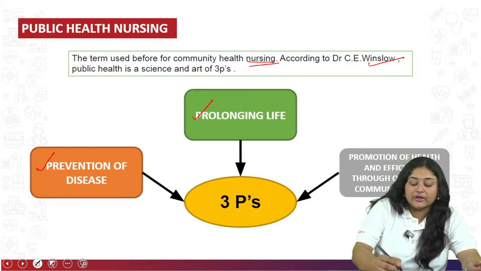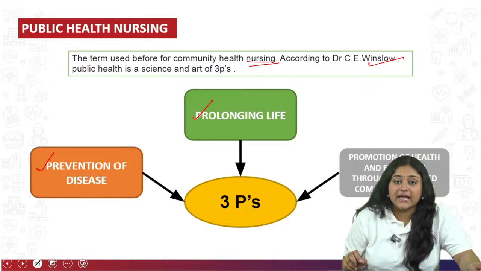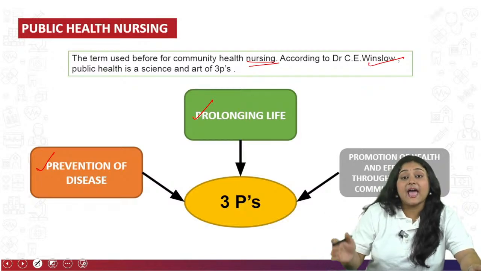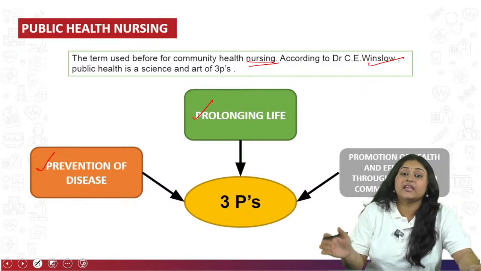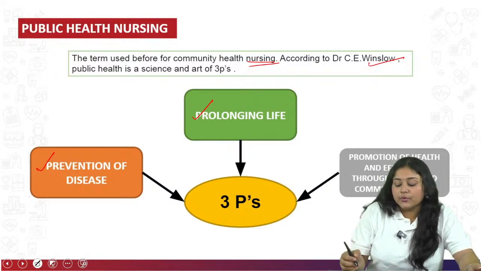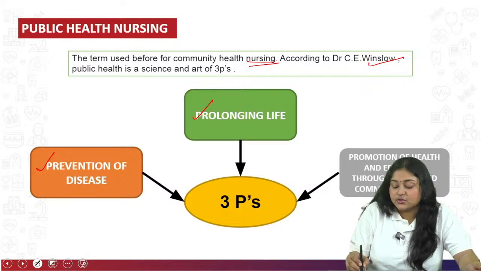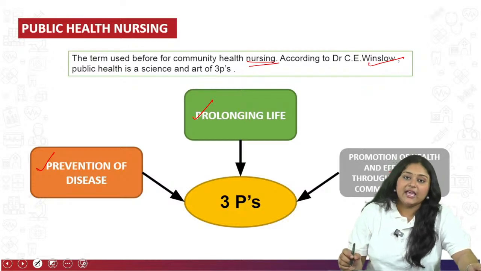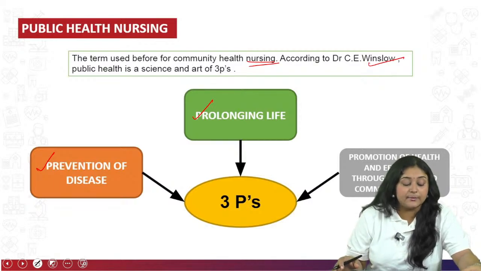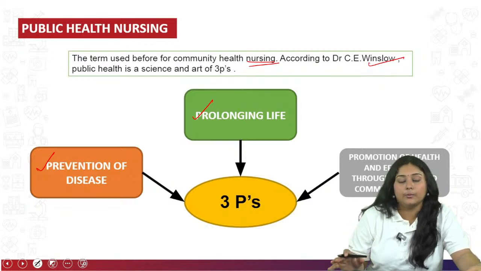Next is prolonging life. How are you going to prolong life? By providing proper healthcare information, proper health education, treatment and management, as well as promoting and preventing disease or any kind of infirmity. Next, promotion of health and efficiency through organized community effort. So these all are the 3 P's of public health nursing, meaning these 3 P's are the main components.